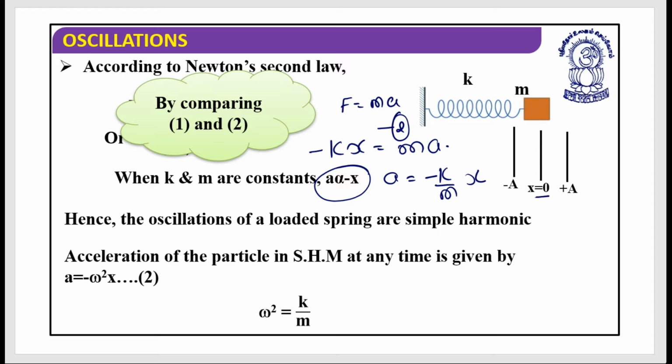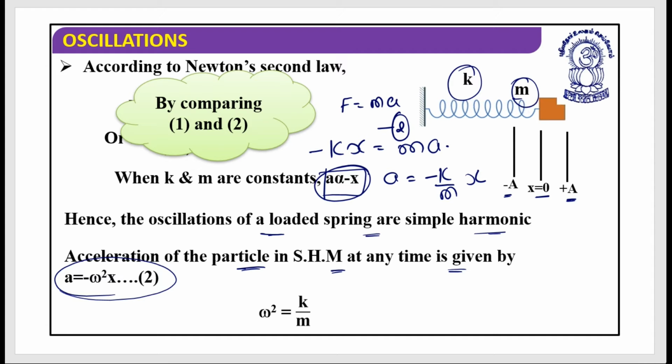As you can see, this is x equals 0, which we call the mean position. This is x equals plus A, the positive extreme, and this is minus A, the negative extreme. And this is a block having mass m and the spring having constant k, oscillating about its mean position x equals 0. So the oscillation of a loaded spring is simple harmonic motion because it satisfies the relation that a is directly proportional to minus x. The acceleration of a particle in SHM at any time t is given as a equals minus omega square x.